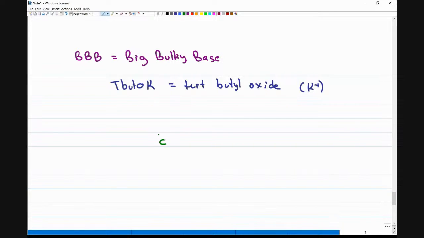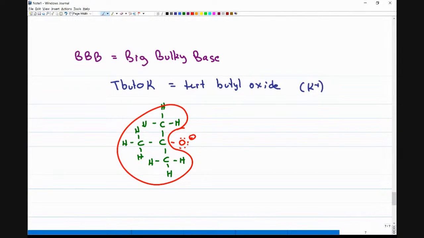And I'm intentionally going to draw all of it out, because if you can see exactly what is going on here, you will understand why it behaves the way it does. I want you to notice just how big and bulky it is. And yes, there's a reactive oxygen right there, but look how much bulk is going on in this molecule. Look how much is around it.